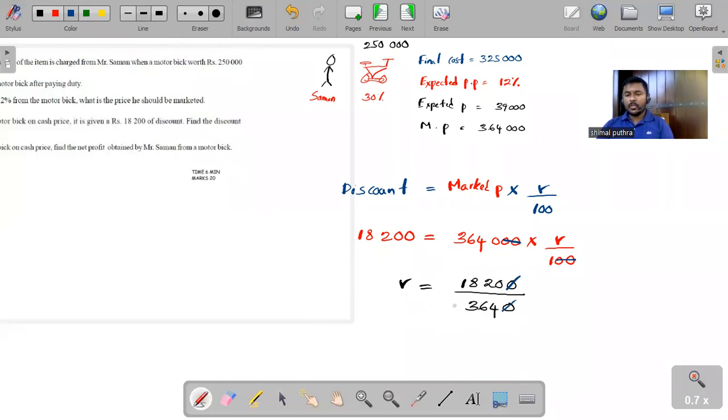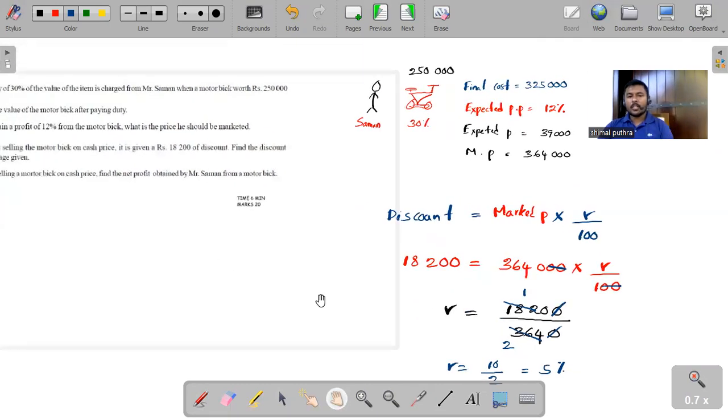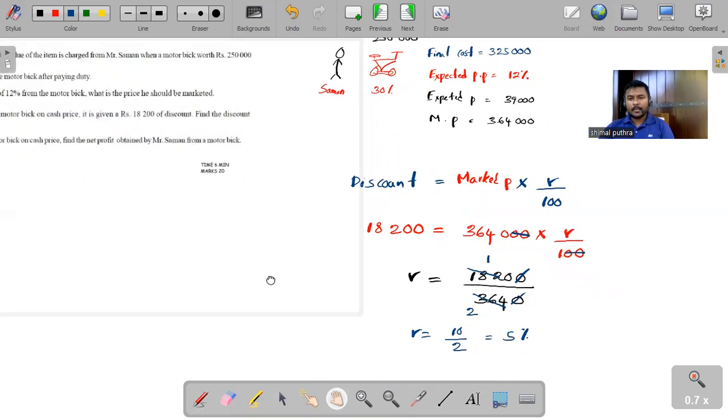182 cancelled by 182, this is just 1. For 364, there are 2 182s. So R is equal to 10 over 2, which is 5%. That actually means he agreed to pay a 5% discount. That's why he reduced 18,200 as a discount amount.